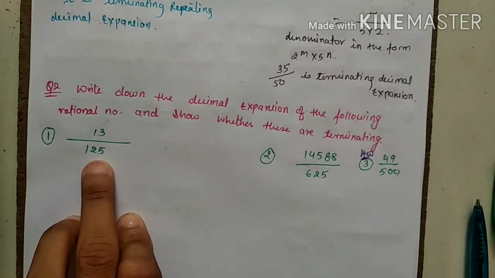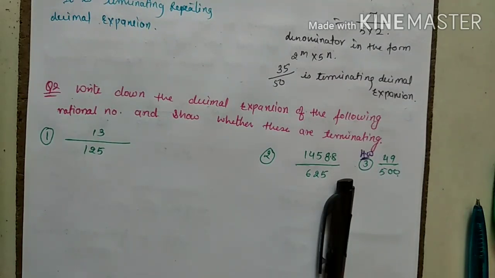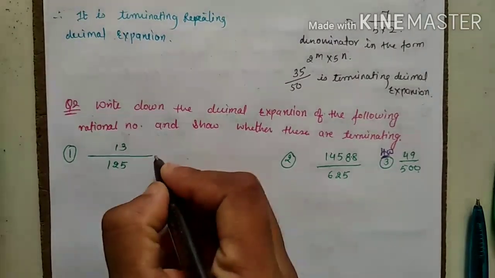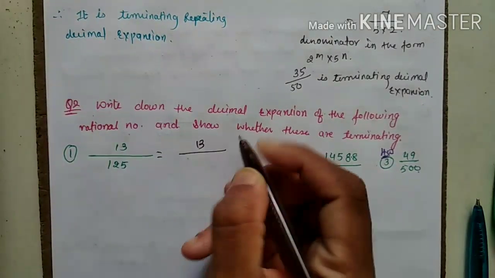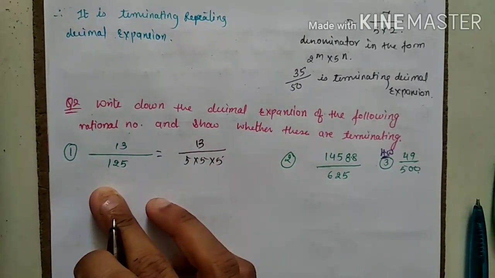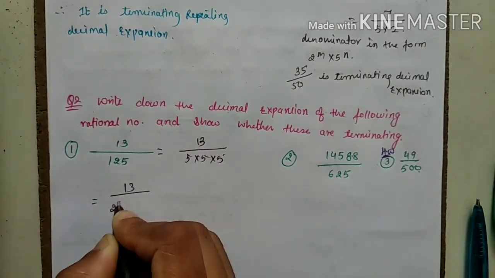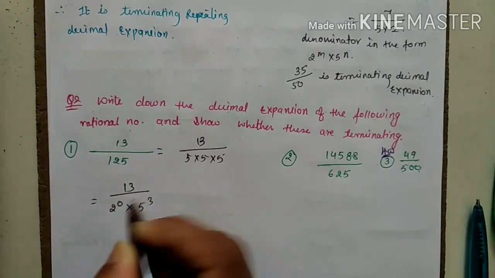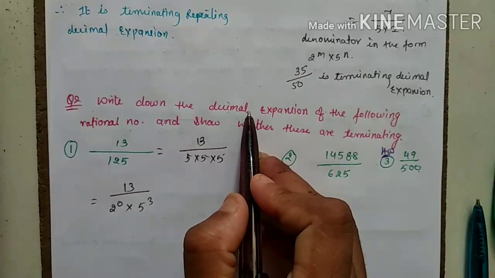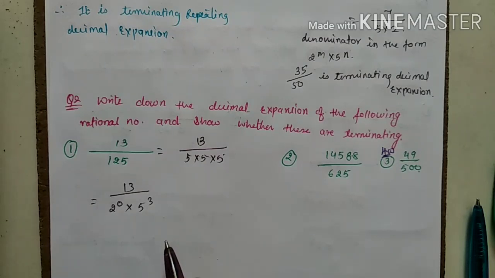What can you write? First I am taking 13 by 125. Just understand the question. So I will write this as 13 by, this 125 I can write as 5 into 5 into 5. Why? 5's cube is 125. Correct or not? So I can write this as 13 by 2's power 0 and 5's power 3. Why? Because the question is already saying rational number. So the denominator is in the form of 2's power m into 5's power n. Correct or not? So this is your decimal terminating number.